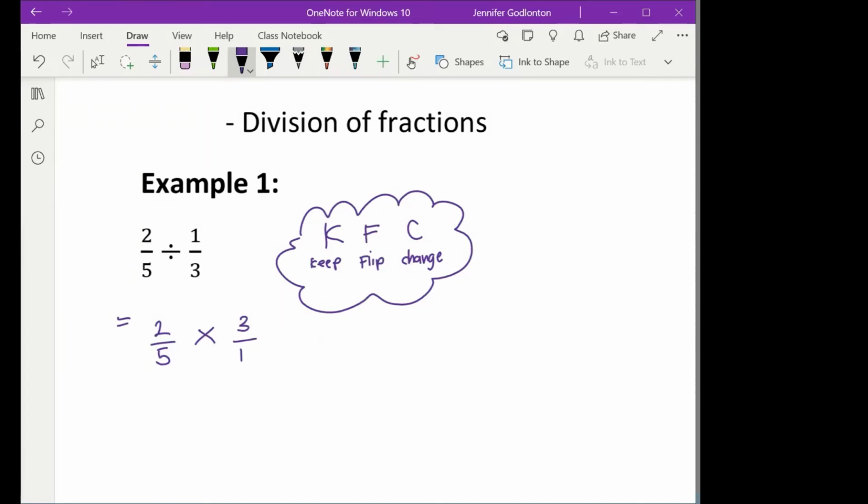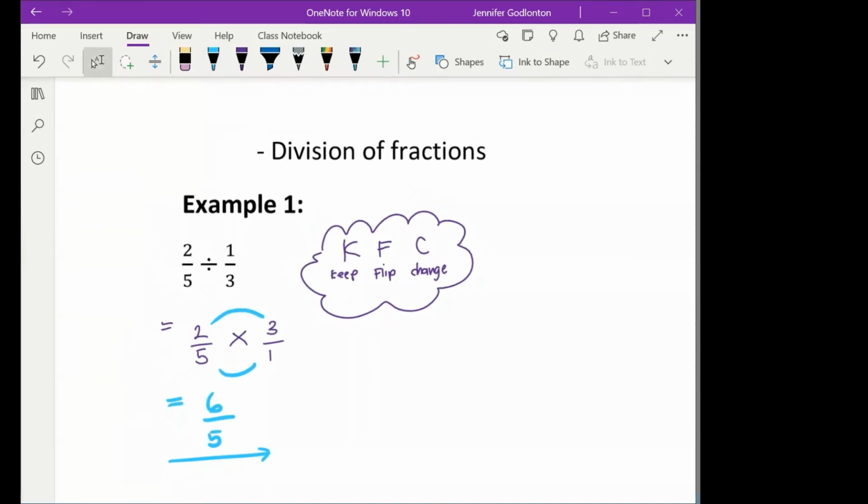And it's that easy. And as soon as we've done that, we've just got a normal multiplication sum, which we know how to do because you've been doing it in the last ones. So 2 times 3 is 6, and 5 times 1 is 5, and we can leave it like that as an improper fraction. So when we've got a division sum, we do KFC. Keep, flip, change.